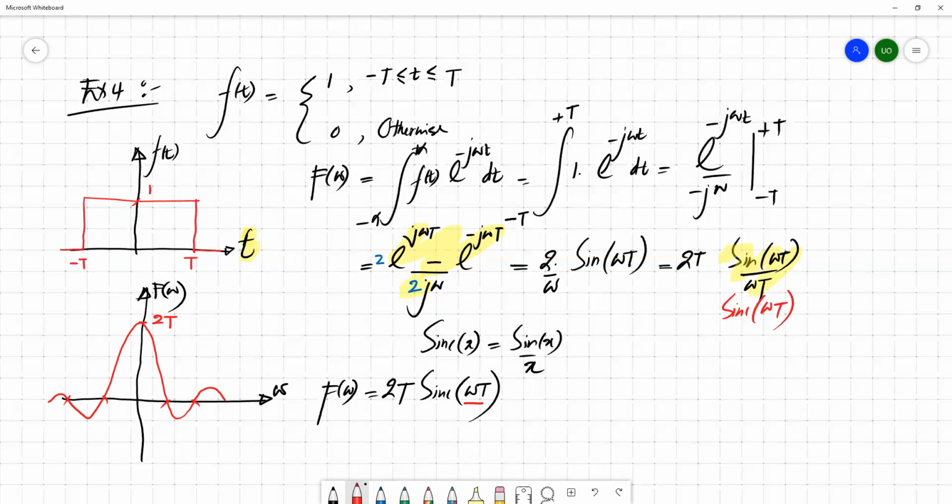Then the sine's argument should be a multiple of pi, so omega t should equal n times pi. From this you can simply say that omega equals n pi divided by t. The first value would be pi over t, then 2 pi over t. On the negative side, this is minus pi over t, and this is minus 2 pi over t. So this is the time domain signal, and the corresponding frequency domain signal is this.